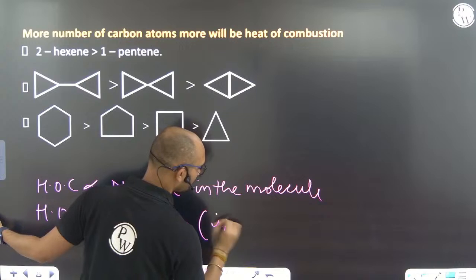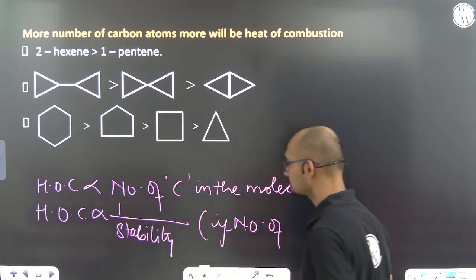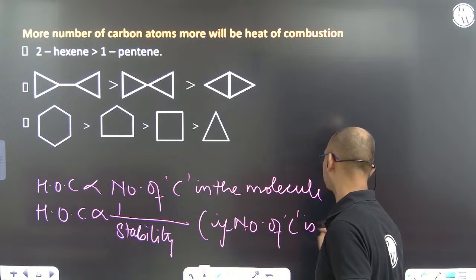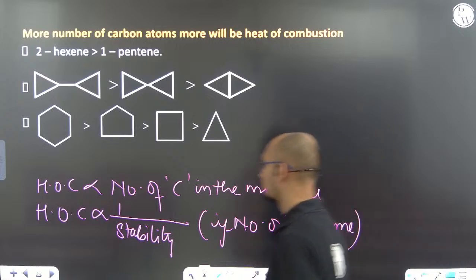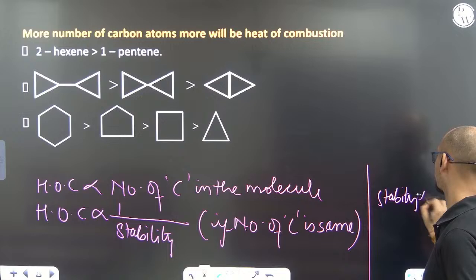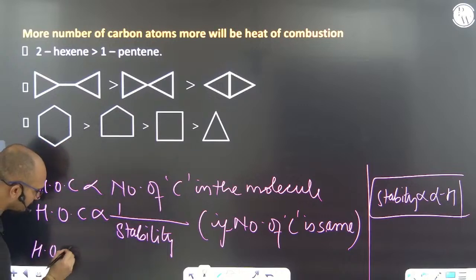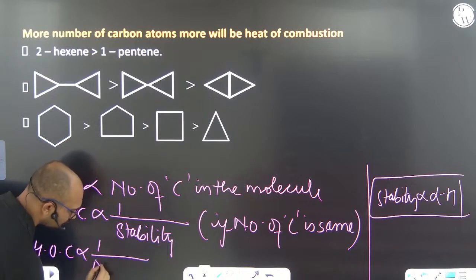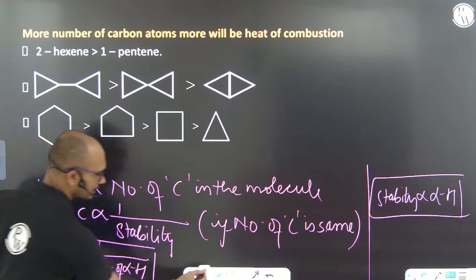If the number of carbon is the same, and we all know that stability is directly proportional to alpha hydrogen, then therefore we can say heat of combustion is inversely proportional to the number of alpha hydrogen. Any doubt? I think no doubt.